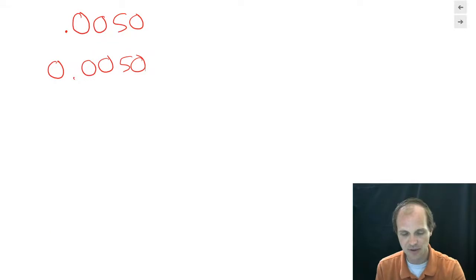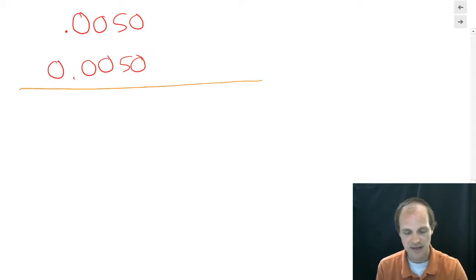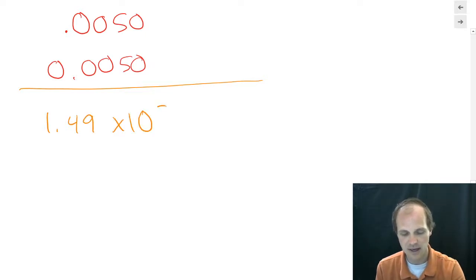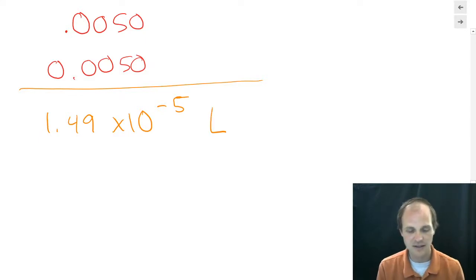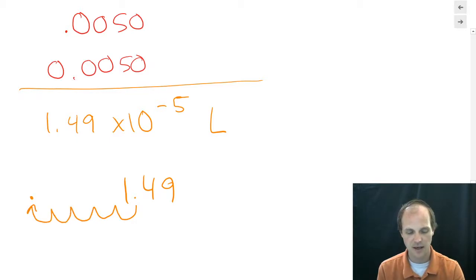Let's do another example of converting from scientific notation to decimal. We'll do 1.49 times 10 to the minus 5th. And let's put some units on it again, liters. 1.49 times 10 to the minus 5th liters. The 10 to the minus 5, you should look at that and be like, oh, I know that's going to be a small number. I'm going to move over 1, 2, 3, 4, 5 right here. And I'm going to put some zeros in all of these spots.